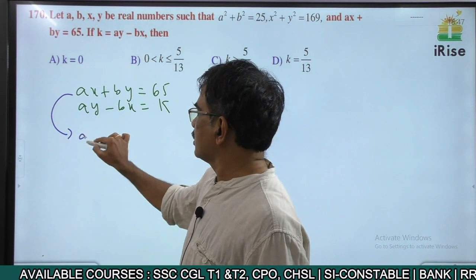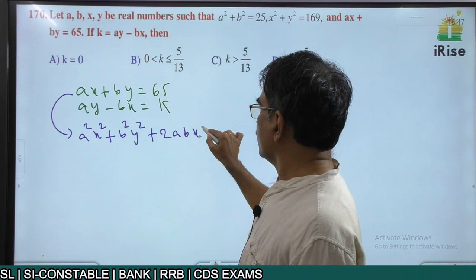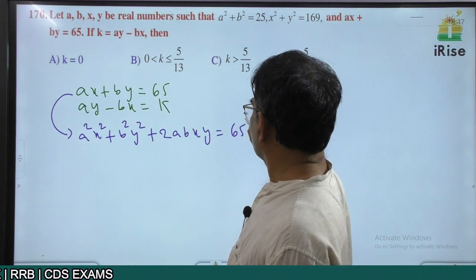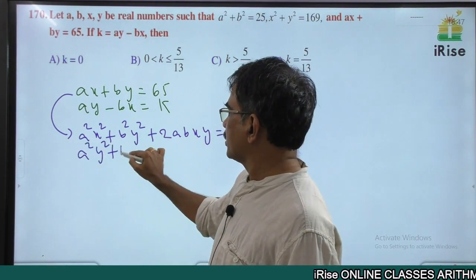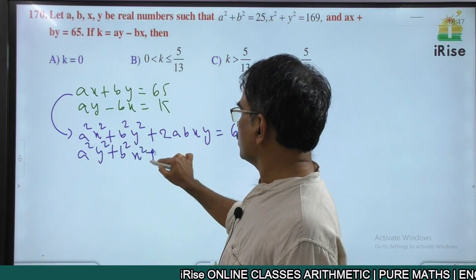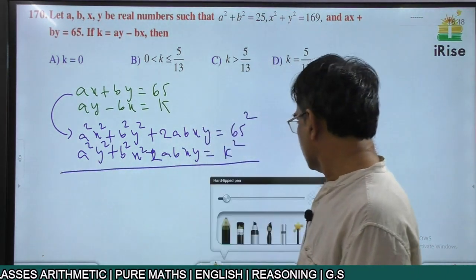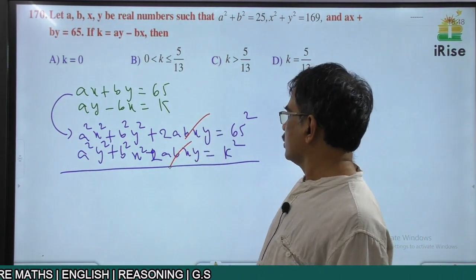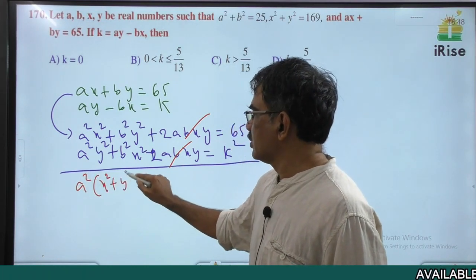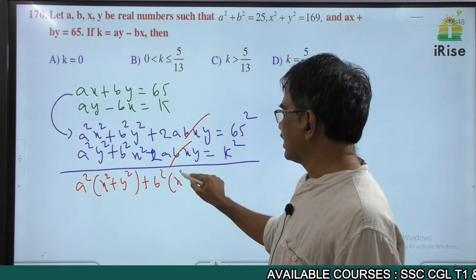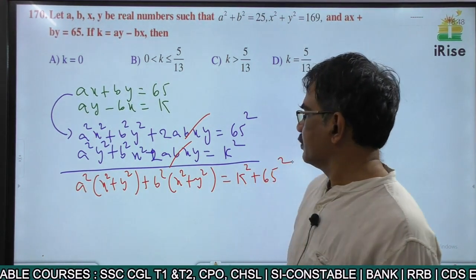This can be written as a square x square plus b square y square plus 2ab xy is equal to 65 square. And a square y square plus b square x square minus 2ab xy is equal to k square. Add these two. If you add, this one and this one get cancelled. a square into x square plus y square plus b square into x square plus y square is equal to k square plus 65 square.